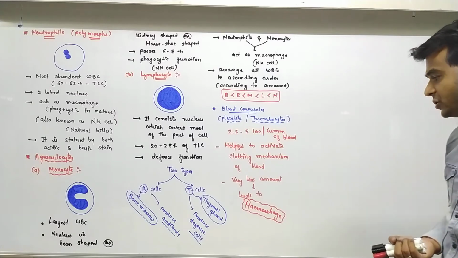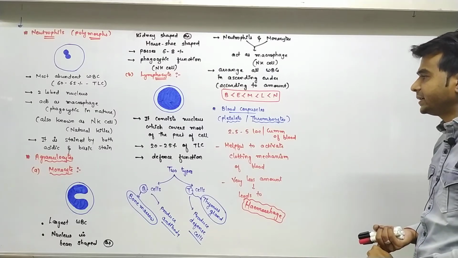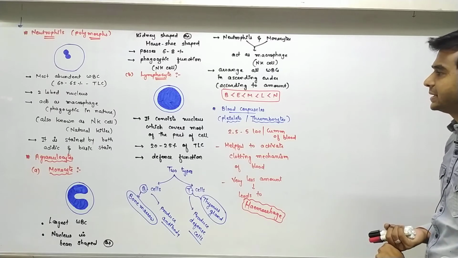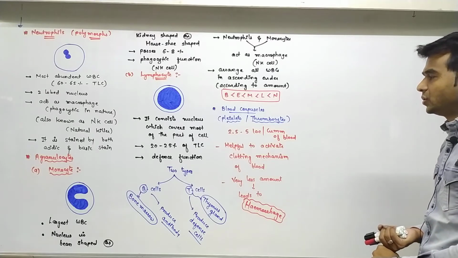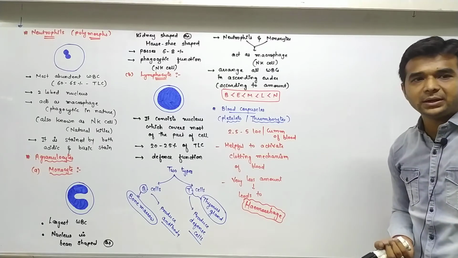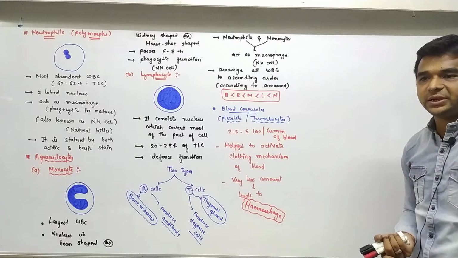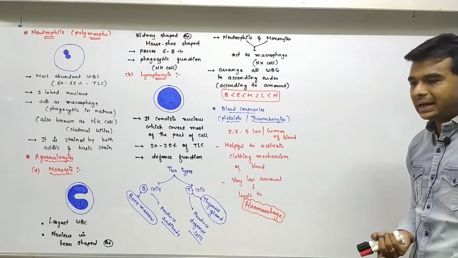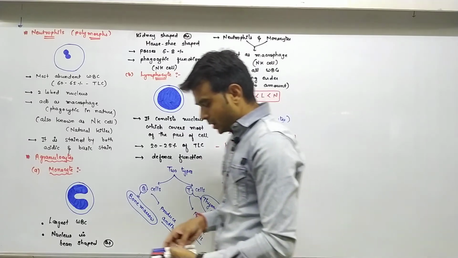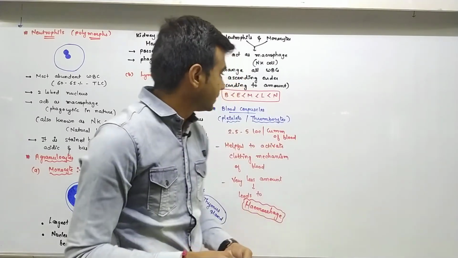So hemorrhage and hemophilia both are different. Later on we will discuss this part. Fine. So all the blood cells are over here and the blood information is over there. Now, next topic, blood group.